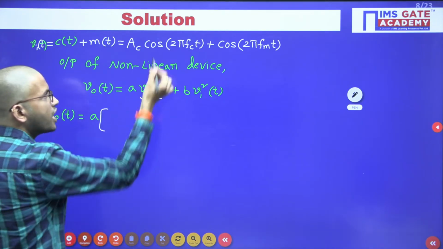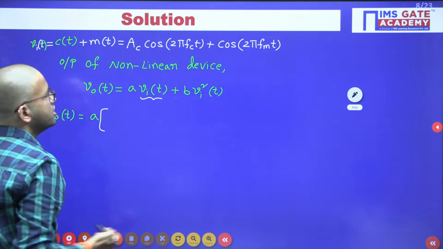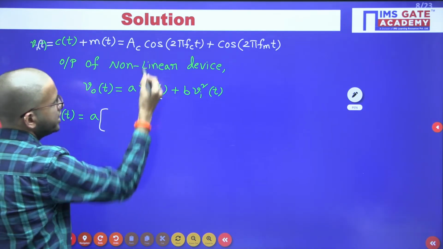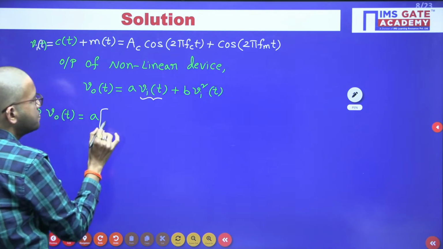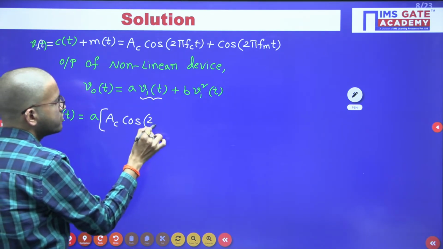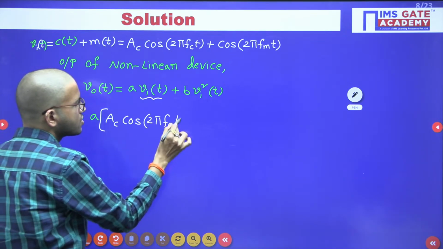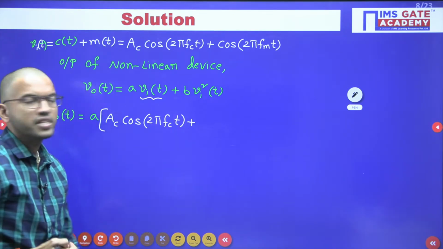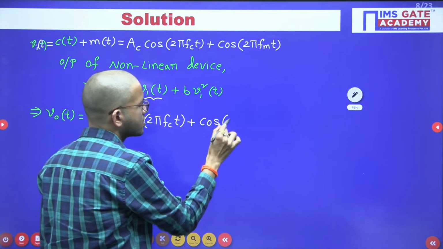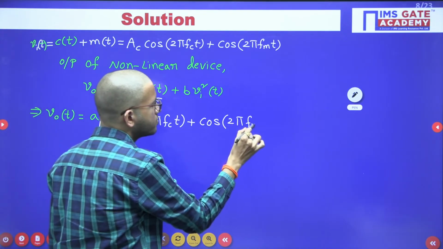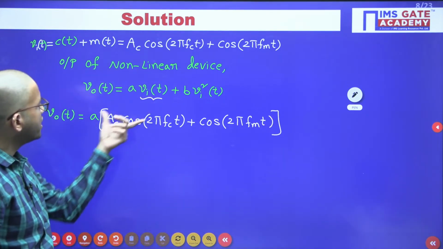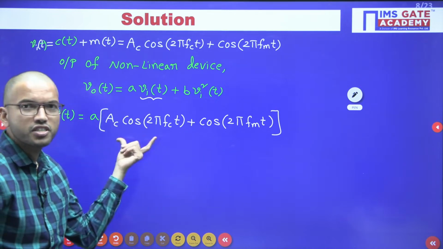So for the timing, I am directly substituting this expression, so that we can save the number of steps. Here V of t is nothing but this entire term: AC cos 2 pi fct plus cos 2 pi fm t. So in place of V of t we have substituted this.